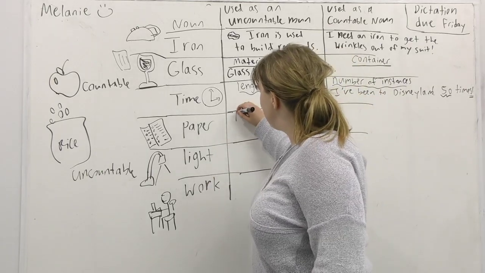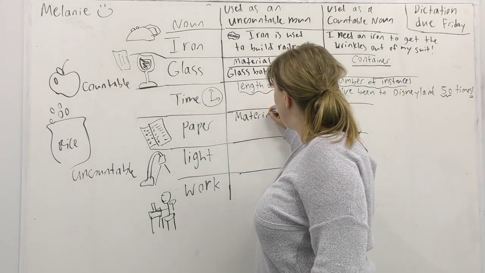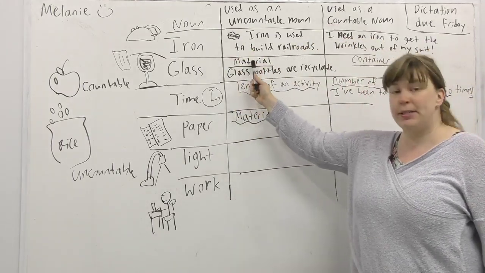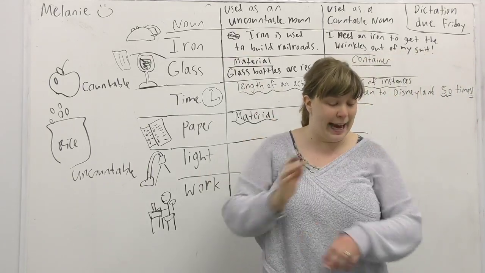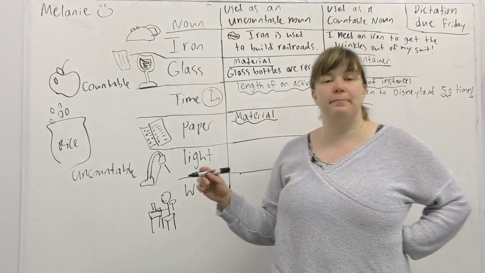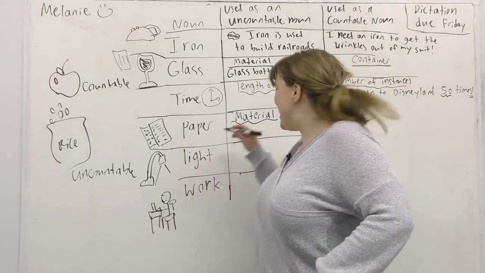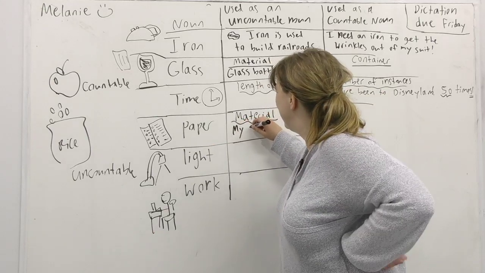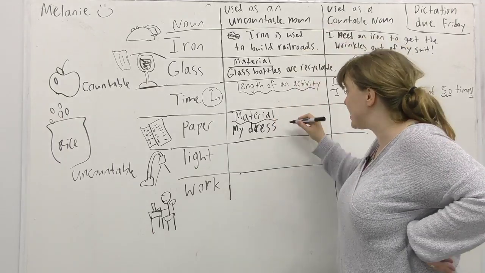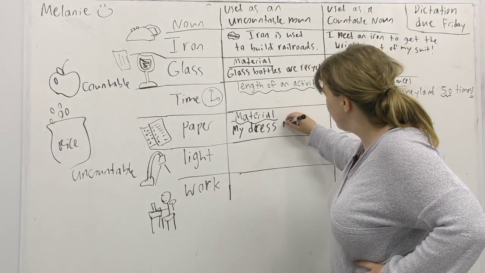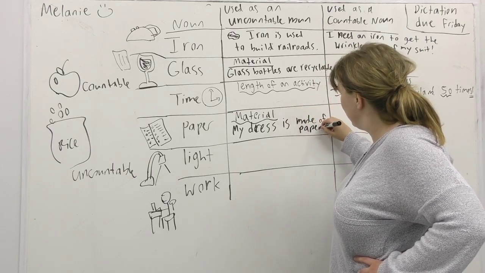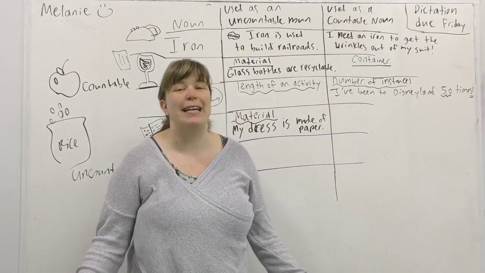Okay, material. Once again, you might be seeing a pattern up here. Material, material, material, uncountable. All right. So for example, my dress is made of paper. There's actually a story about this called The Paper Bag Princess. It's a very famous story in Canada. My dress is made of paper. That means your dress is going to fall apart easily.